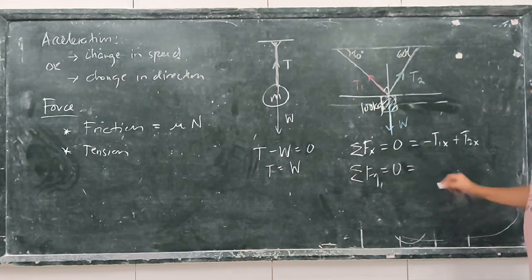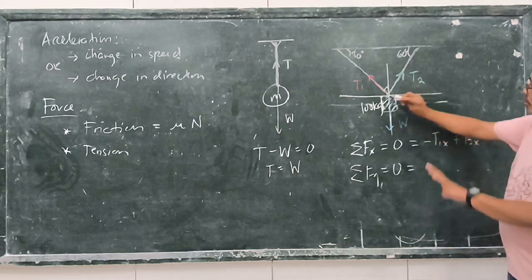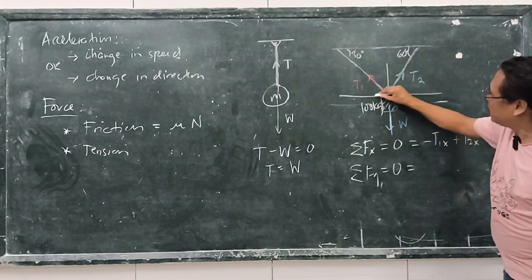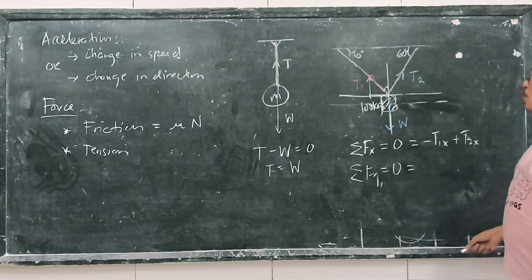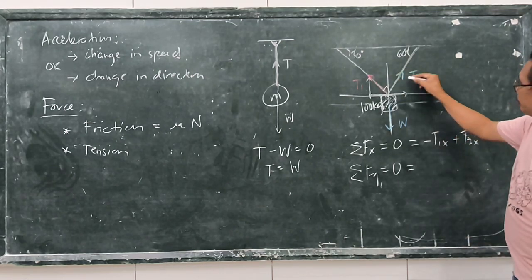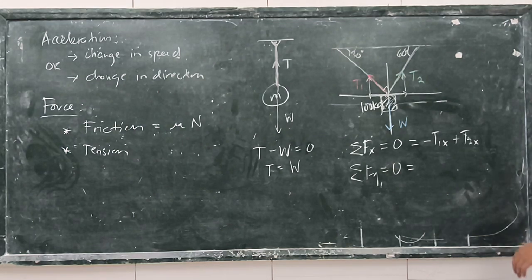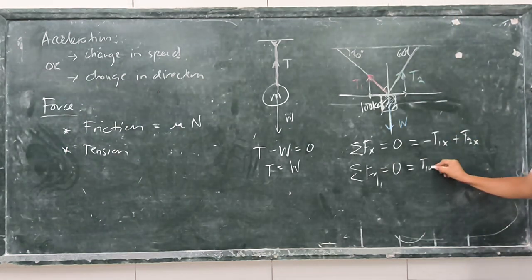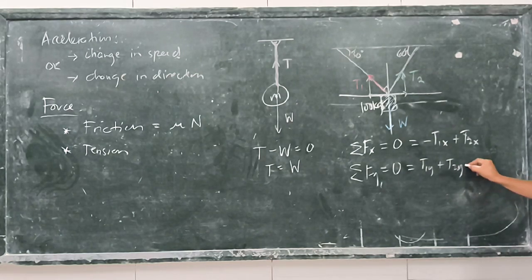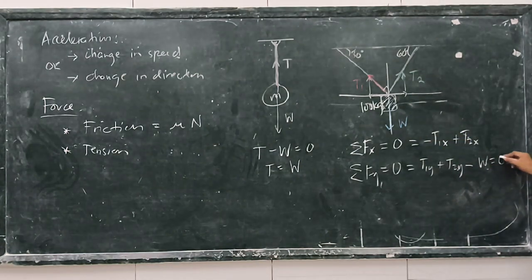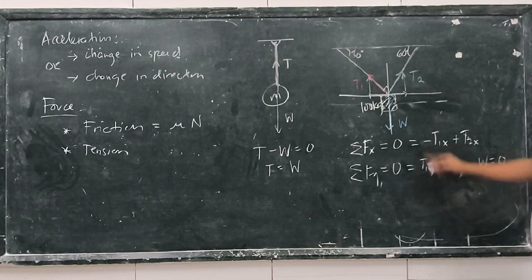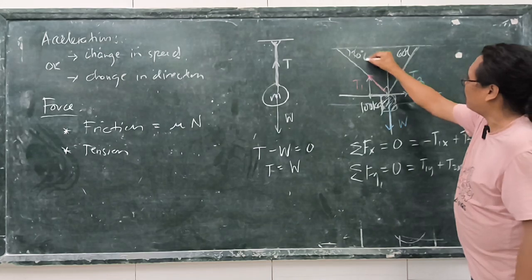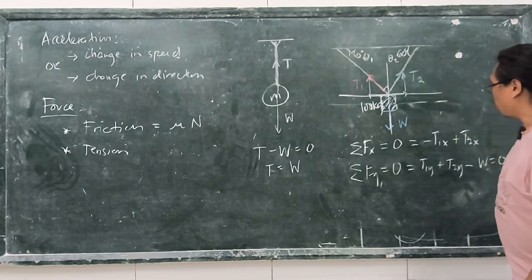And then, this one here for y. Now, T1y is positive, T2y is positive. This is T1x and that is T1y. This is T2x and that is T2y. So here, they are all positive, right? So, T1y plus T2y minus the weight equals 0. Now, remember what is given here? Given are the two angles and the mass. Let's call this theta 1 and this theta 2.